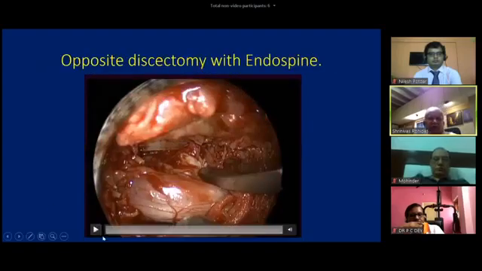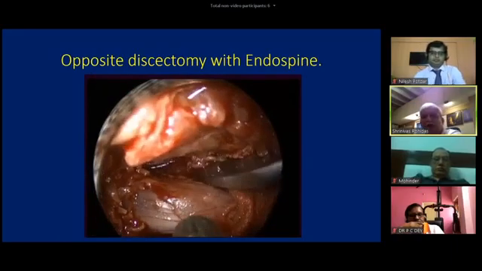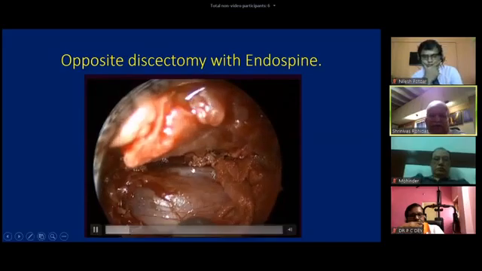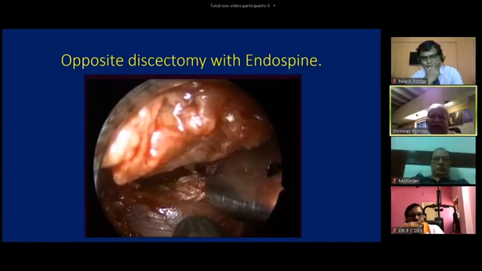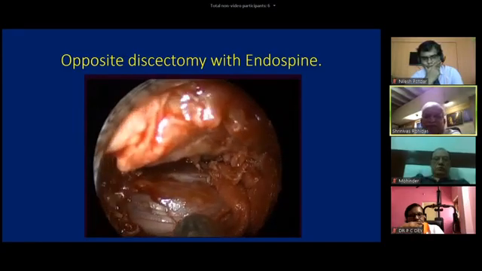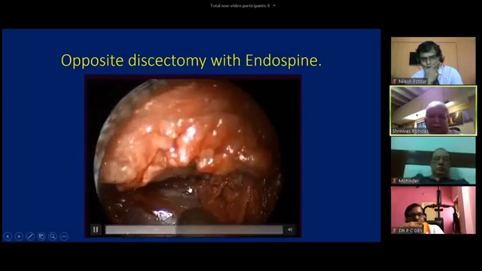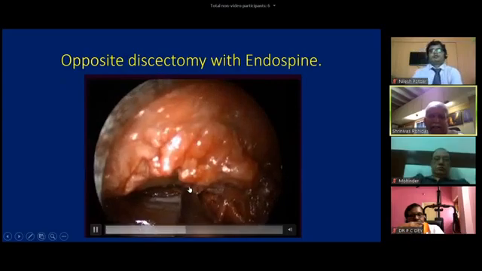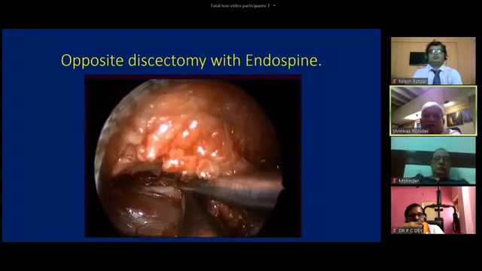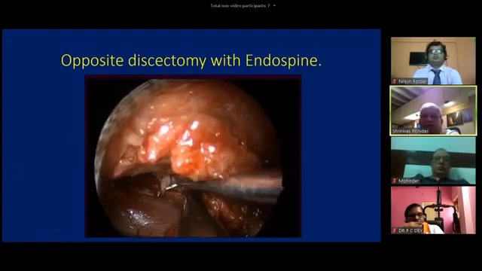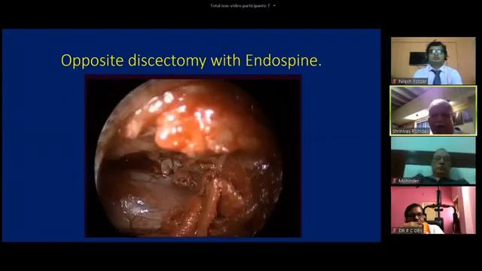This is one of the videos where we can approach the opposite side also. It's very rare. This is a huge disc that we have removed from the opposite side. From the ipsilateral side we have gone to the opposite side. This is the traversing root on the opposite side. A huge disc on the opposite side. Ipsilaterally also we have removed the same amount of disc.